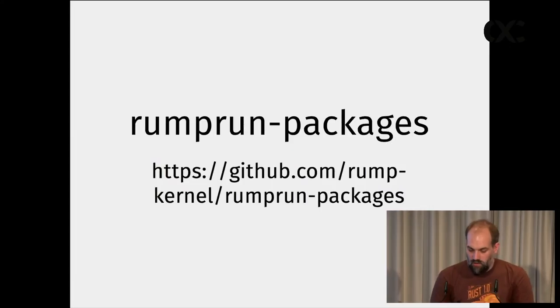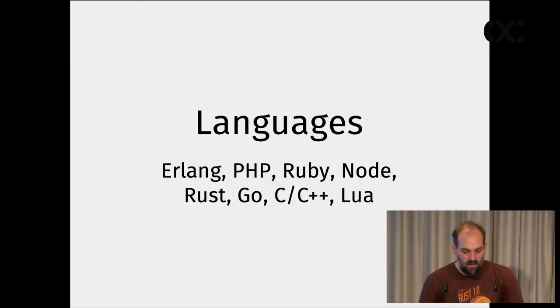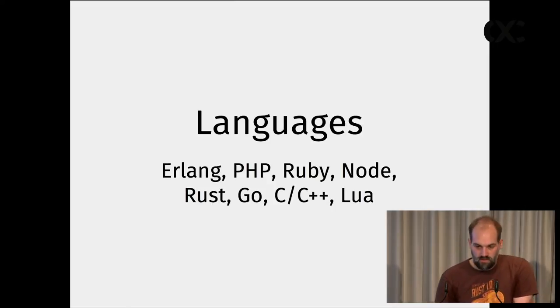So beyond Hello World, what can we run? There's another sub-project called rumprun packages that actually tries to build stuff on top of that, using standard software on top of that. And quite a lot is already working. We have there 8 different programming languages: Erlang, PHP, Ruby, Node, Rust. Go is a separate project. You won't find it in that repository. C, C++, obviously, because that's the native language the stack works on, and Lua.